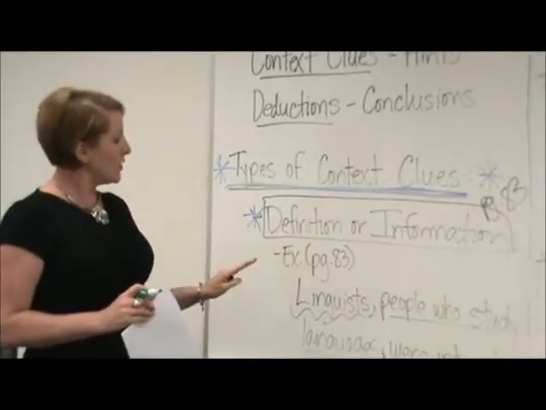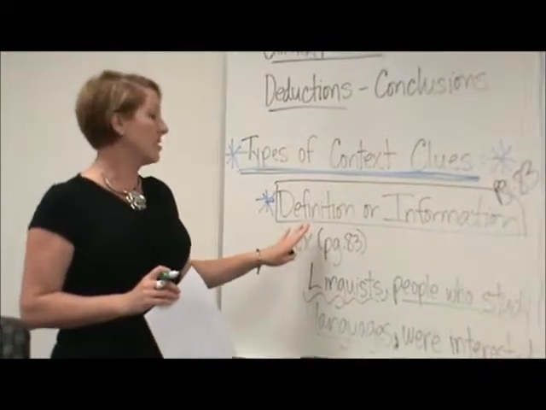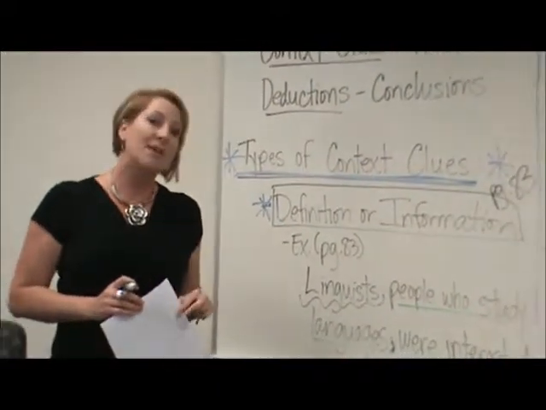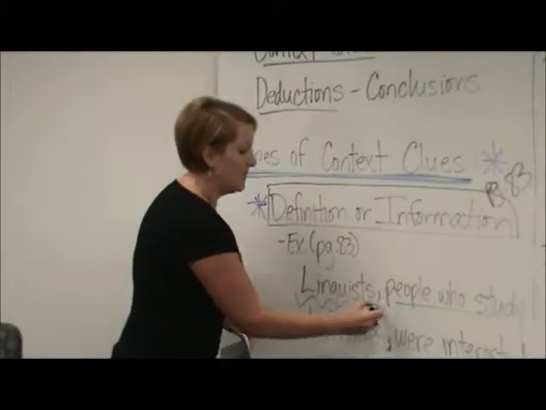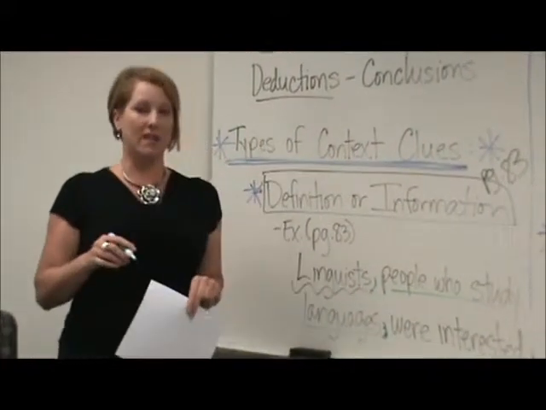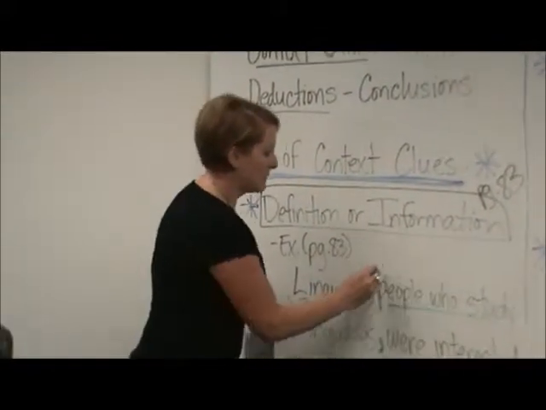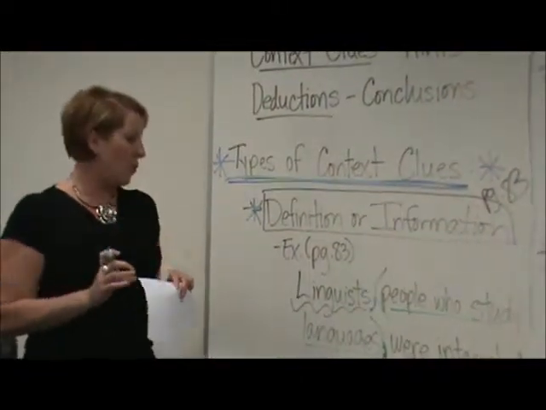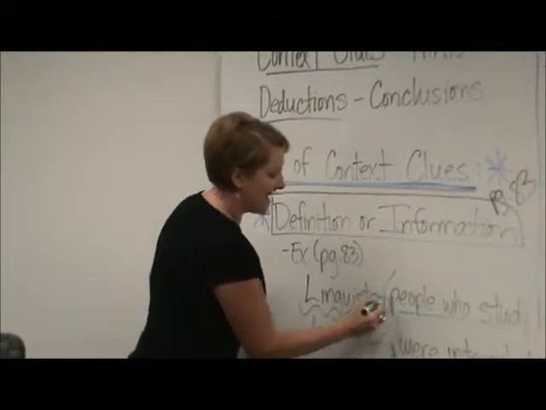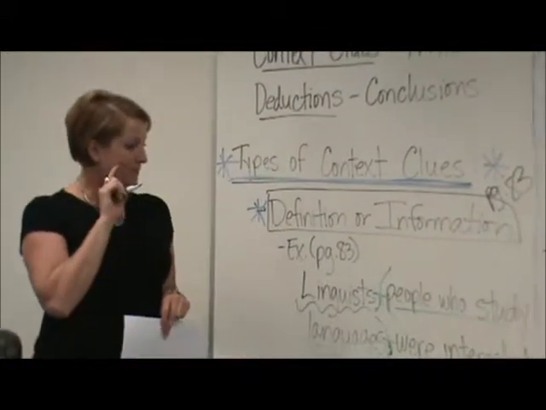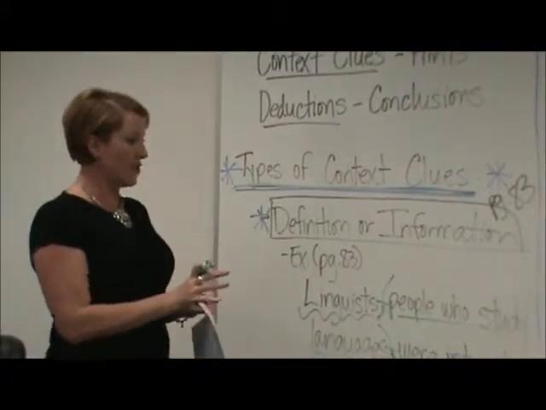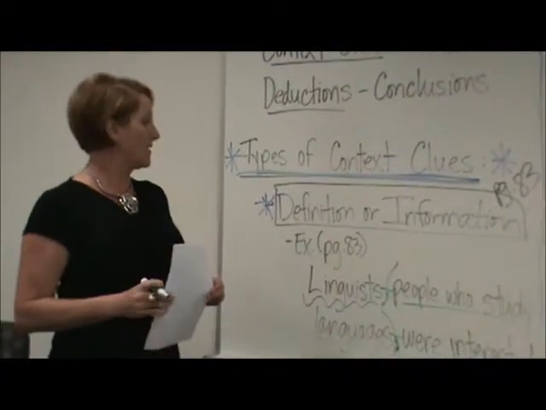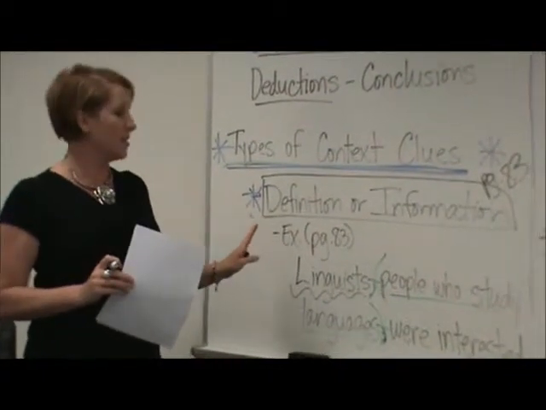Okay, so you know that it's a definition or an information clue because usually there are commas, or if you look in your book at the other examples, you'll see sometimes parentheses around that definition, or there may be a dash between the words, so it lets you know what the definition is. Okay, so that's definition or information clues.